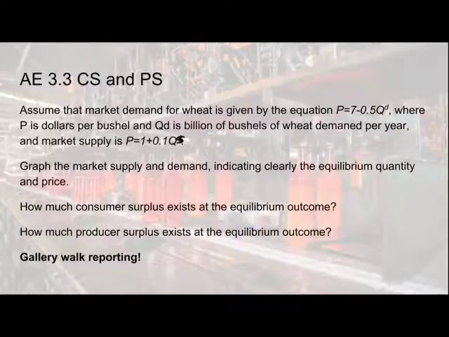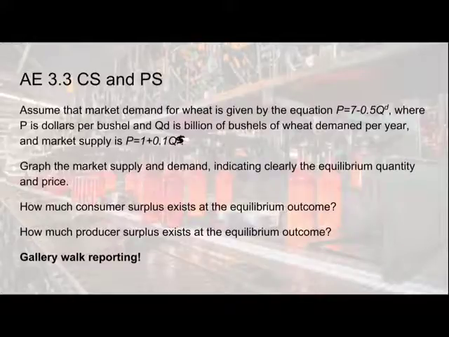Pardon the mess. Anyway, assume that the market demand for wheat is given by the equation P equals 7 minus 0.5 times the quantity demanded, where P is in dollars per bushel, and quantity demanded is a billion bushels of wheat demanded per year. Market supply is P equals 1 plus 0.1 times the quantity supplied.